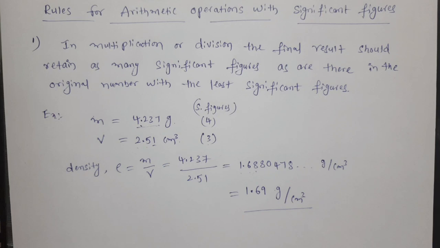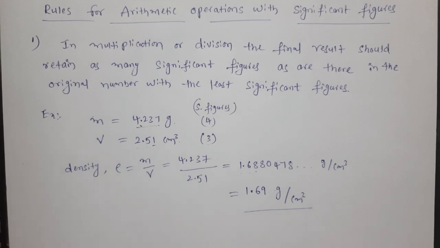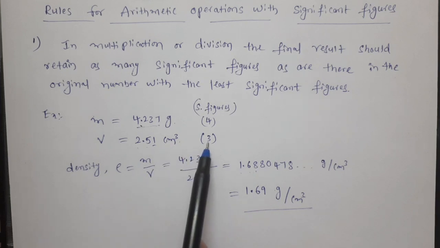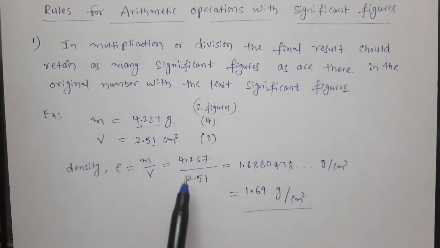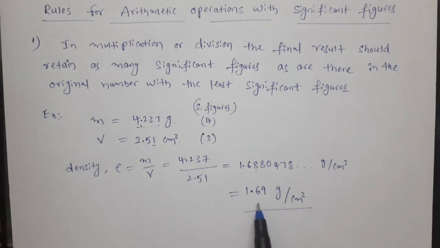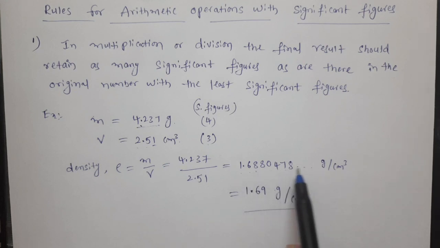So this is the way we apply this rule in multiplication or division. The first number has 4 significant figures, the second number has 3 significant figures, but when we take the division of these two, the final answer should be given with only 3 significant figures. Actually we are getting a longer number, but we have to round it off. I'll tell you how to round off. Of course we have many digits, but we are rounding off to only 3 significant figures.